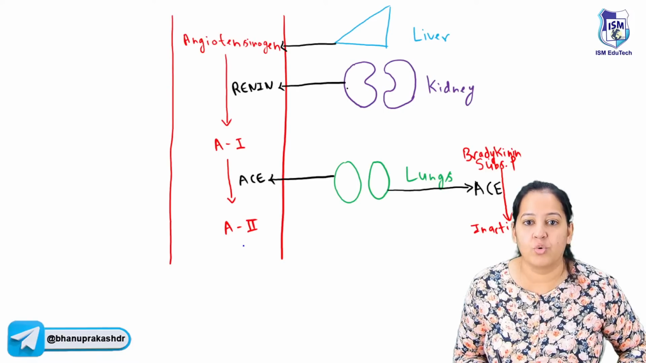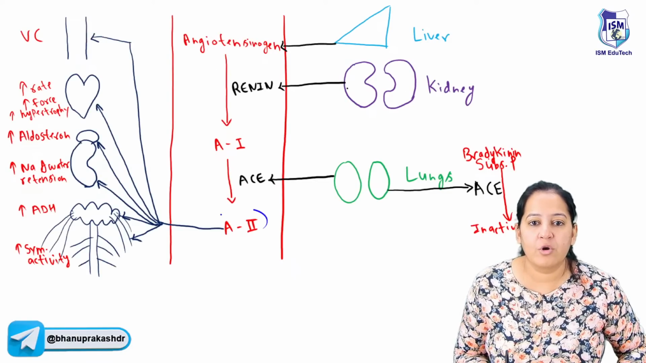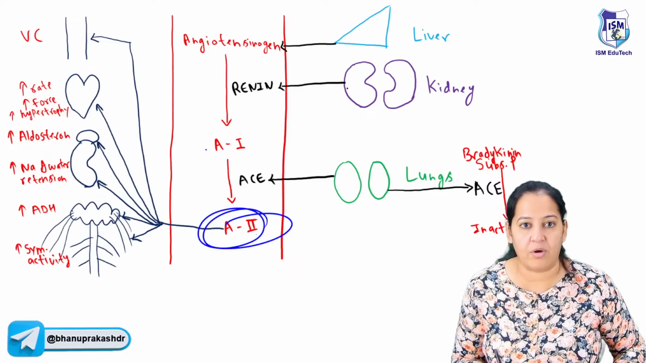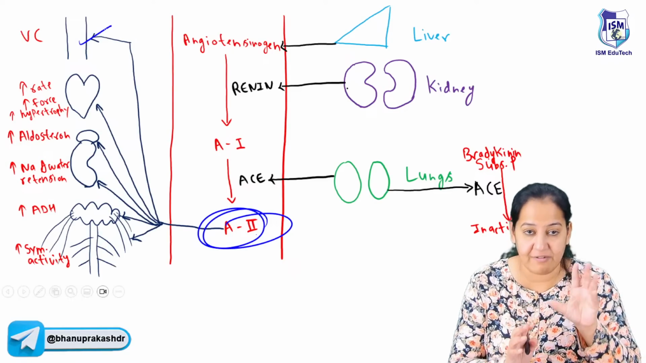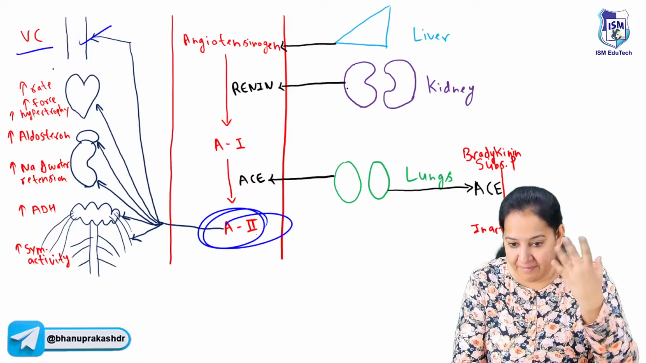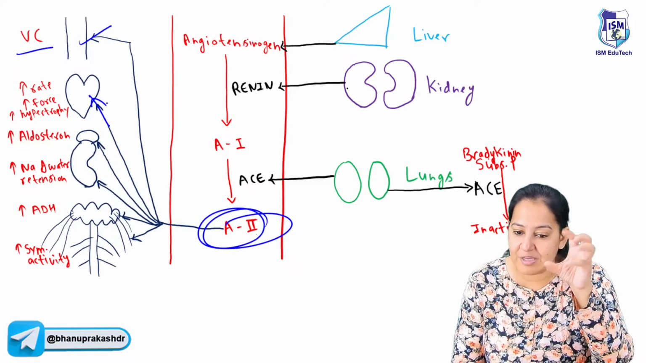This angiotensin 2 will go to the 6 organs. I told you, the 6 organs. Number 1, blood vessels. It will cause vasoconstriction in the blood vessels, so BP will be raised. It will go to the heart and increase the contractility.